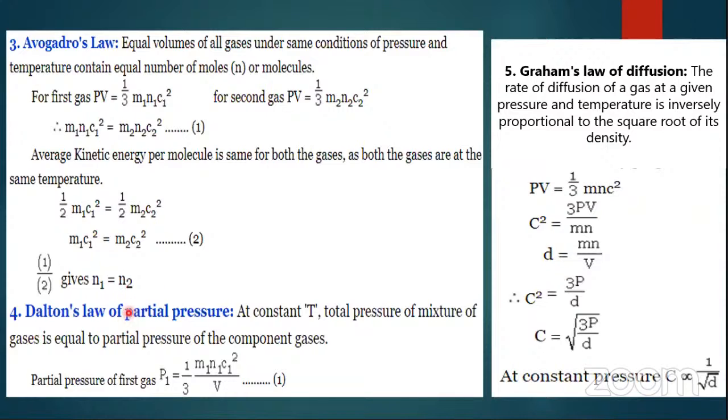So coming to Dalton's law of partial pressure. So P1 is equal to 1 by 3 m. So PV is equal to 1 by 3 m1 n1 c1 square. The equation is rearranged here like this.